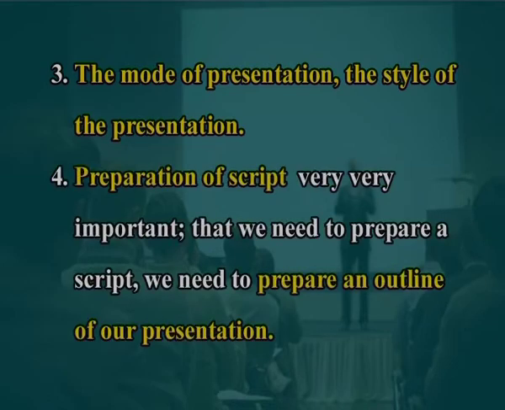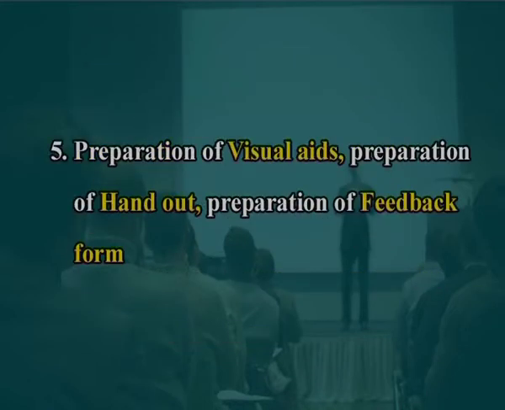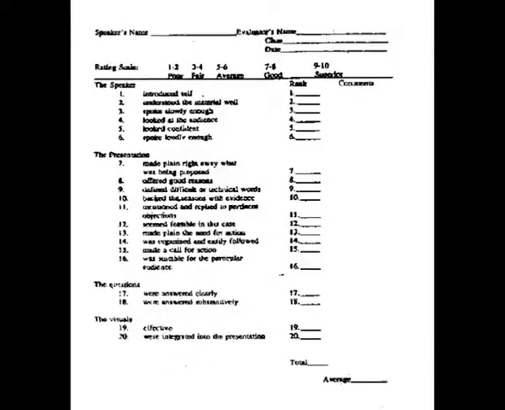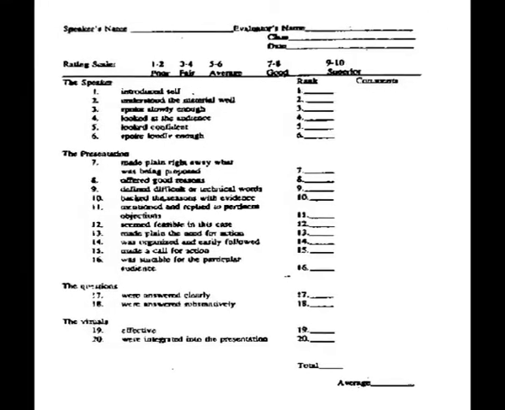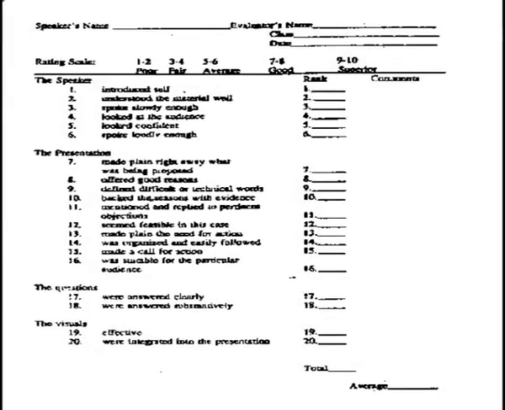Number 4, preparation of script. Very, very important that we need to prepare a script. We need to prepare an outline of our presentation. Number 5, preparation of visual aids, preparation of handouts, and preparation of feedback forms. As part of your presentation, we also need to have a feedback form. We need to find out after we have made a presentation, after the seminar is over, or after you have made a presentation in a classroom, we need to get feedback from the students.